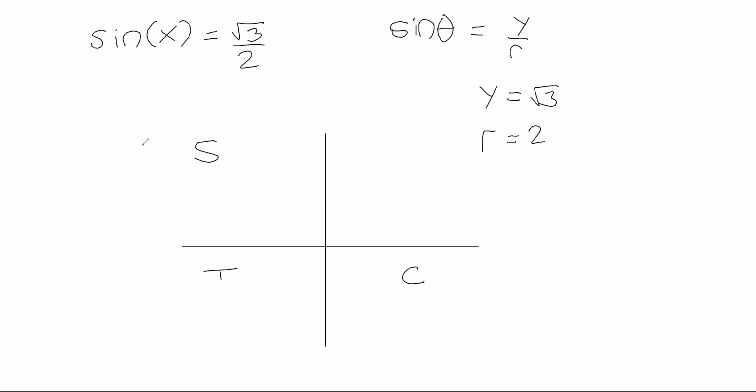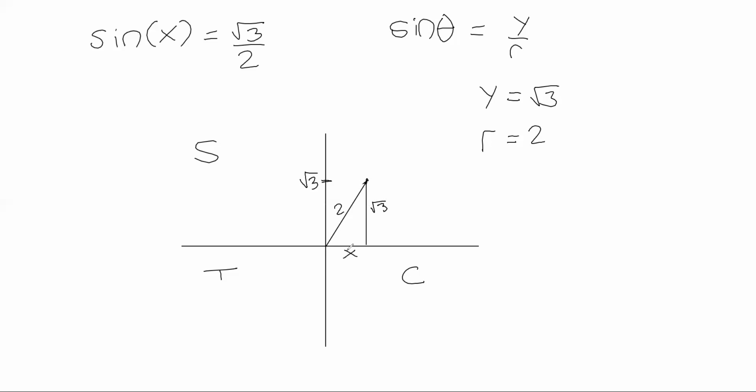So our y value is going to be square root of 3, and r is going to be 2. So r would be maybe around here. And then I've just done these enough times that I recognize that the base of this should be 1, but we can verify that with the Pythagorean theorem.